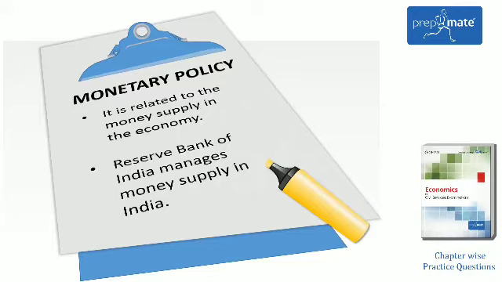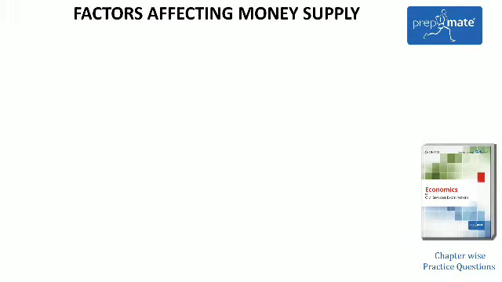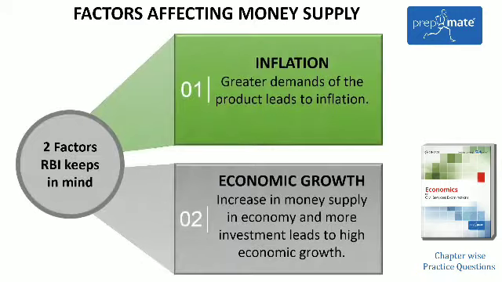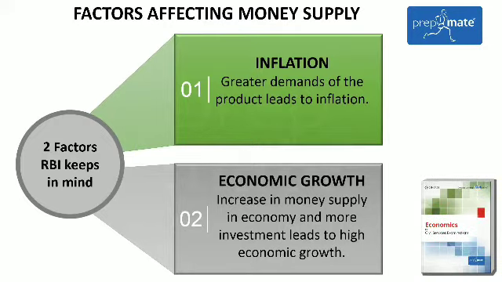Monetary policy is the policy related to money supply in the economy. In India, Reserve Bank of India manages money supply. While managing money supply, RBI keeps primarily two factors in mind: inflation and economic growth. Inflation is undesirable while economic growth is desirable.